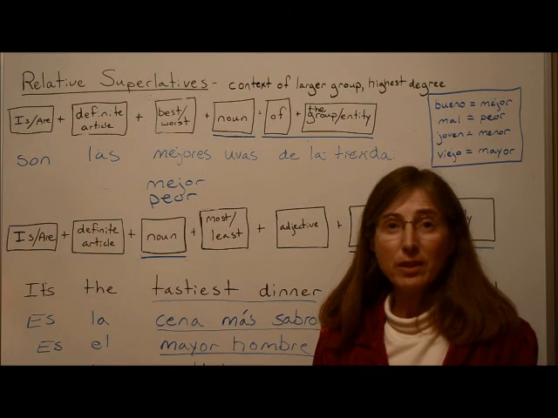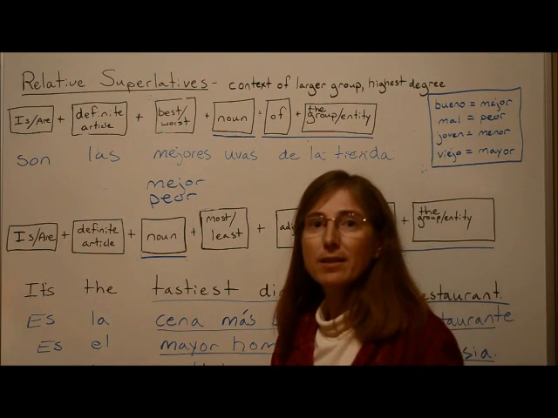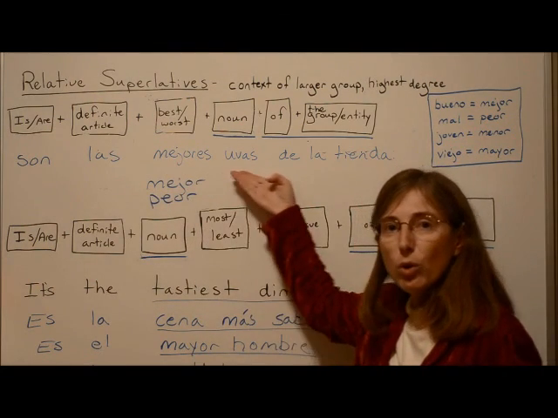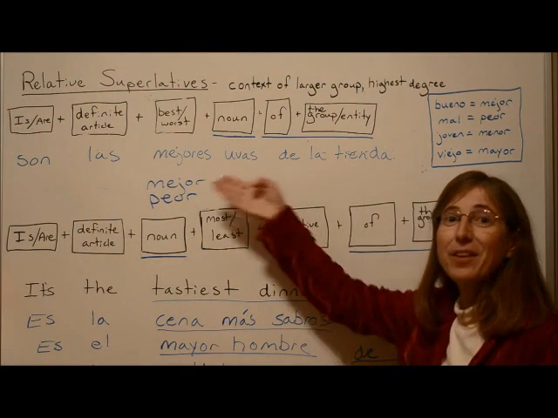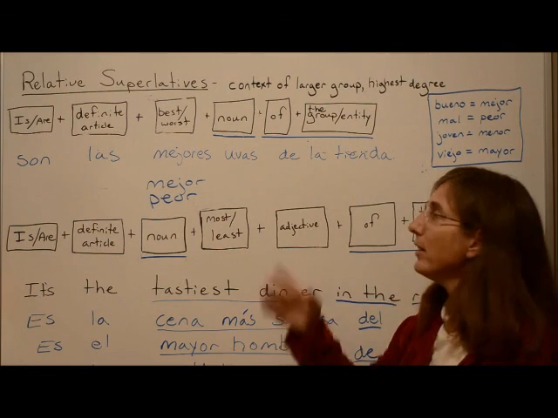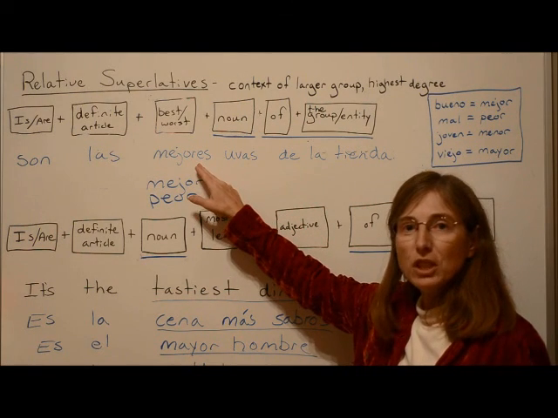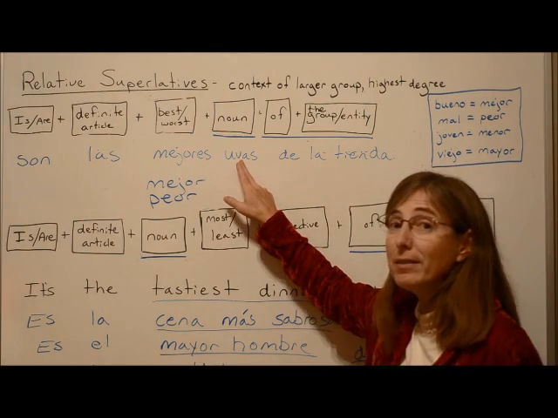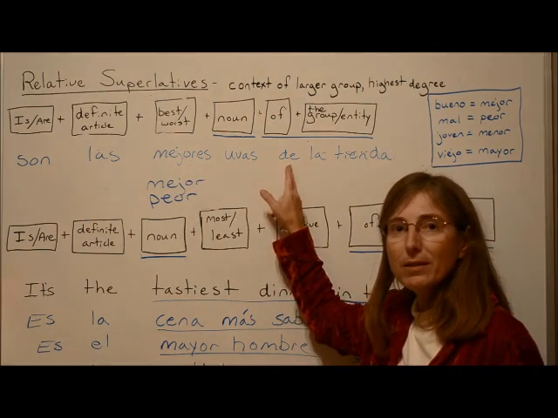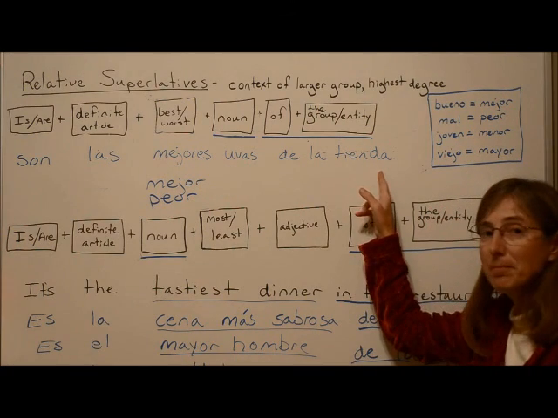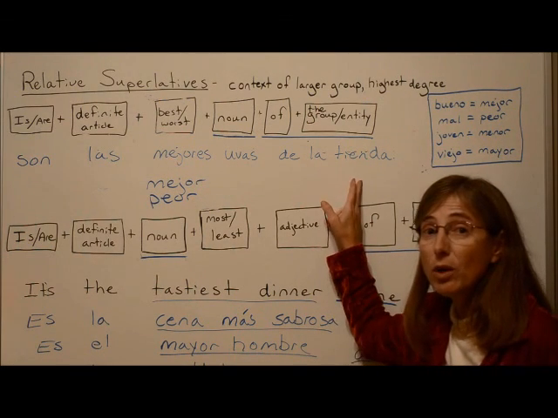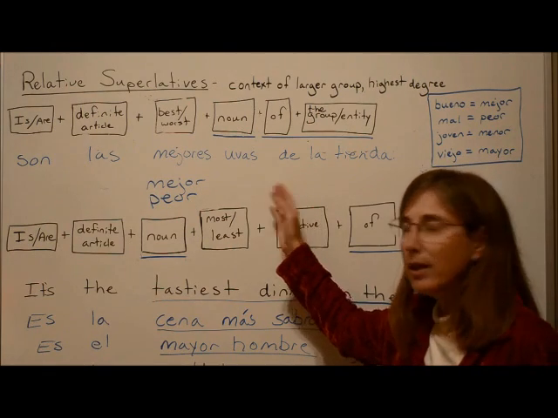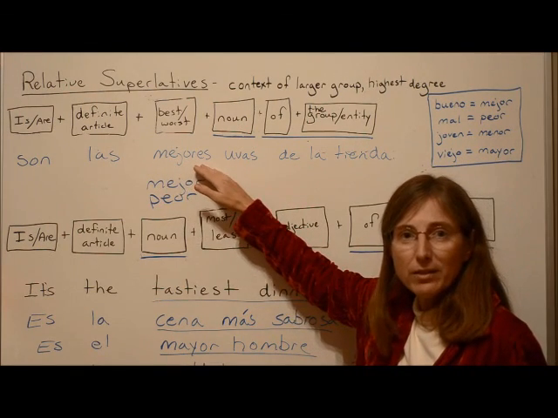If we want to use another example, we could look at multiple objects and say, son las mejores uvas de la tienda. They're the best grapes in the store. Okay, notice how mejor changes to plural because the noun we're describing is plural. Uvas. Son las mejores uvas de la tienda. Okay, they're the best grapes in the store. Or I could say they're the worst grapes in the store, and I would put peores here.